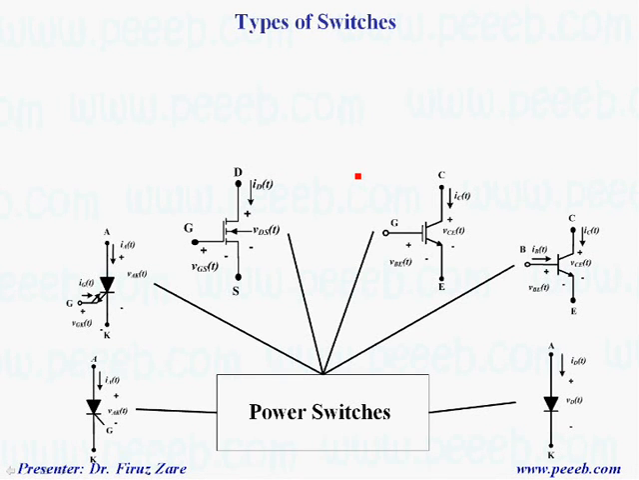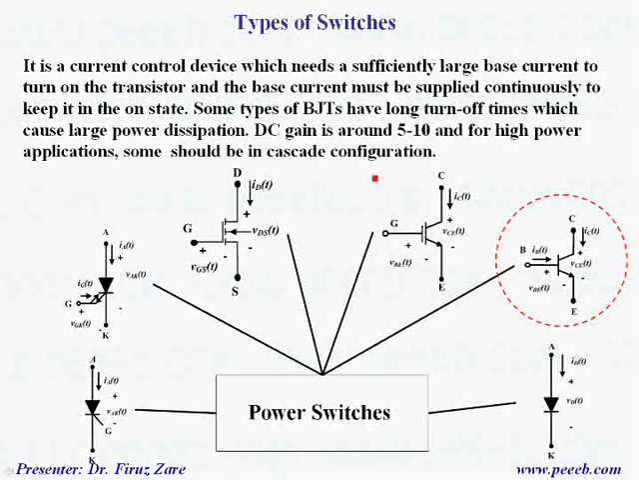There are different types of power switches. For example, diode, BJT or power BJT, IGBT, MOSFET, GTO, and thyristor. We'll look at all switches and describe in which topology we can use these power switches.